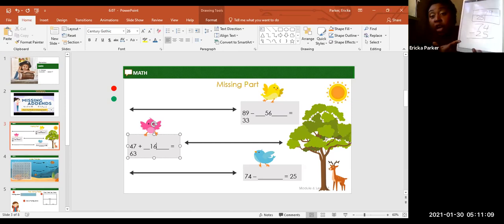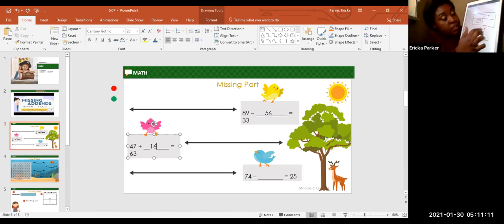By now, you should already know by looking at this that you need to regroup. So 14 minus 5. What do you get?